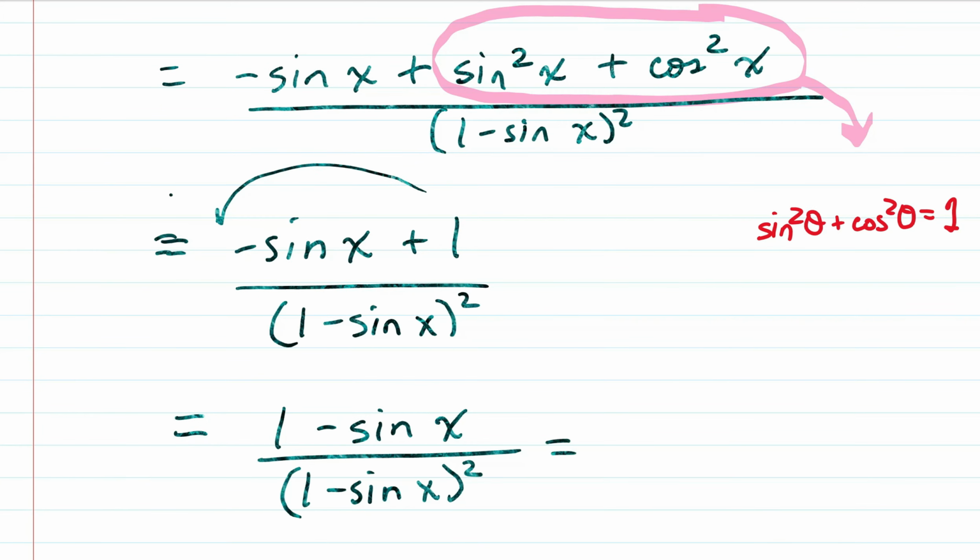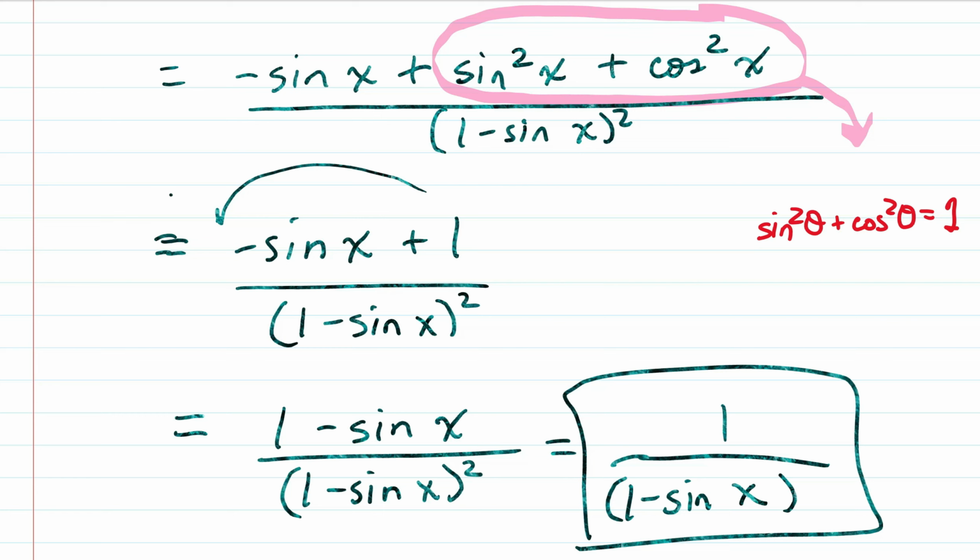Well, there are two of them in the denominator and one in the numerator. So the one in the numerator will cancel out with one of them that's in the denominator. So that leaves a 1, and we'll still have 1 minus sine x left in the denominator. So this will be our y prime. Our derivative is 1 over 1 minus sine x.